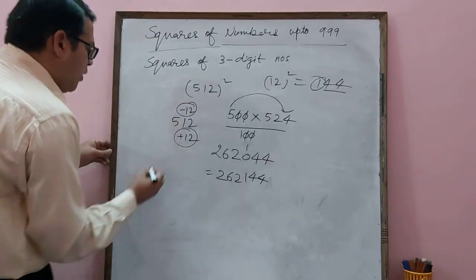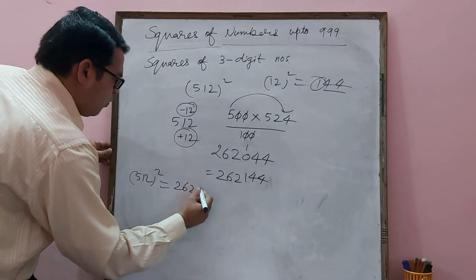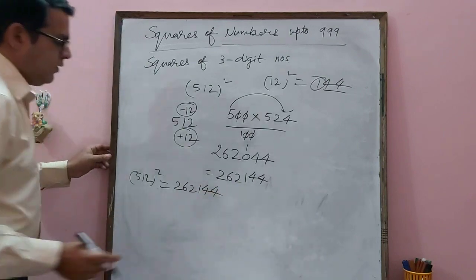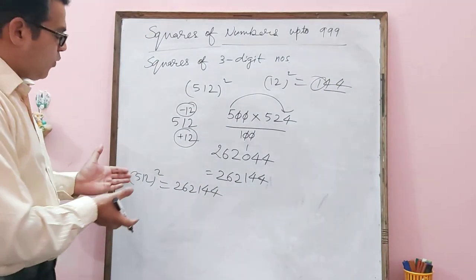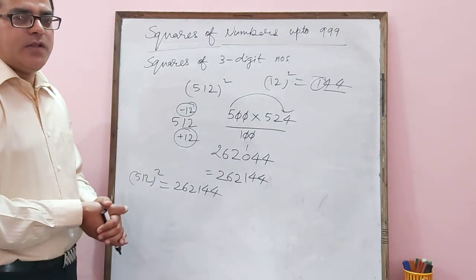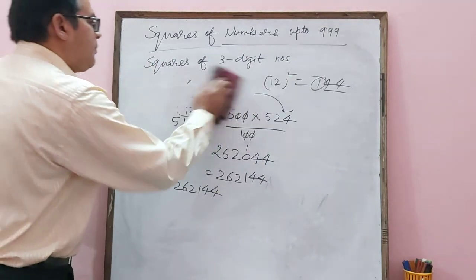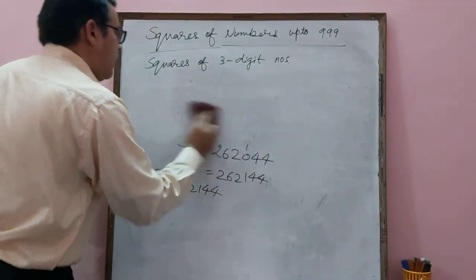So the square of 512 is 262144. This is the square of 512. This is very, very interesting, very, very simple also. Hope you understand, guys. One more example I am taking here to make you understand.